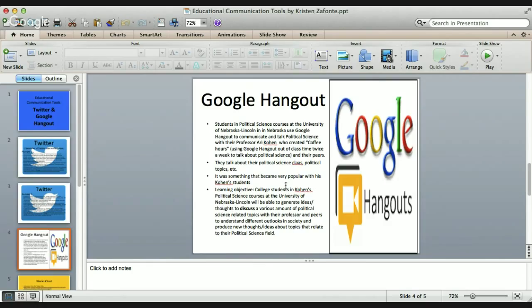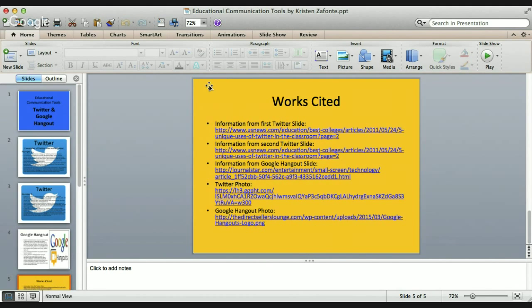And my learning objective, I did: college students in Cohen's political science courses will be able to generate ideas and thoughts to discuss a various amount of political science related topics with their professor and peers to understand different outlooks in society. And then last, I have my works cited. Just have everything right there.